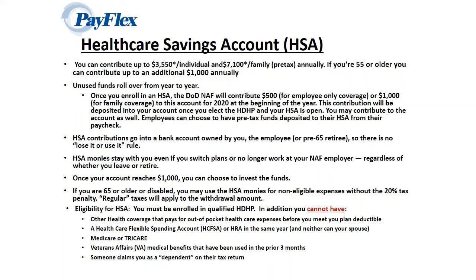Please keep in mind that you cannot enroll into the HSA plan if you meet any of the conditions listed above, such as being enrolled into Medicare or TRICARE, or if someone claims you as a dependent, and if you have used any VA medical benefits in the last 3 months.